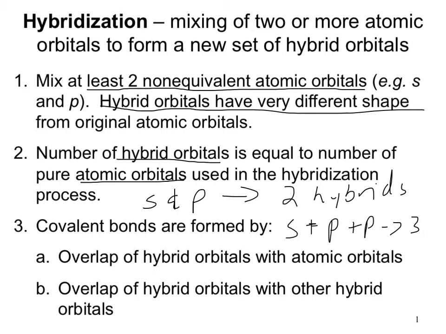So once you've made your hybrid orbitals on your central atom, then you can form a covalent bond through the overlap of the hybrid orbitals with atomic orbitals of the incoming atom, the surrounding atoms, or with other hybrid orbitals of another atom. So it's this orbital-to-orbital overlap that constitutes the covalent bond.